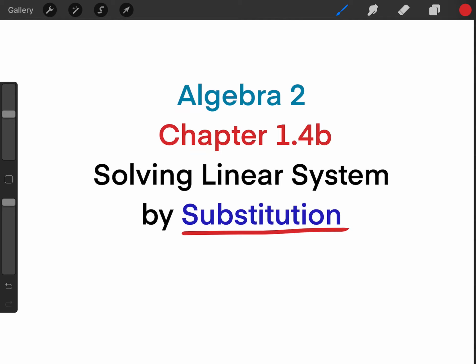Both methods, either elimination or substitution, you're welcome to use. But basically just pick one that you feel comfortable with to work on the system of three equations. Let's get started.